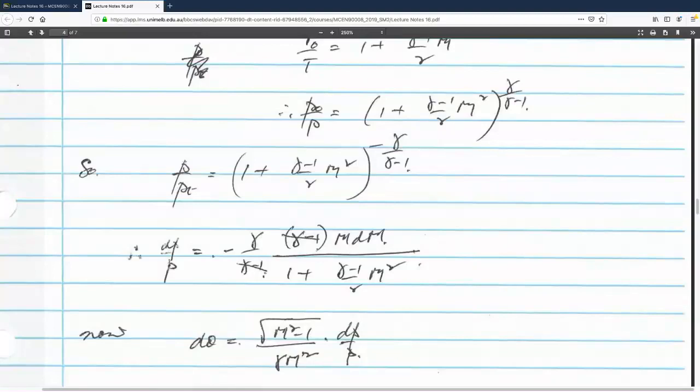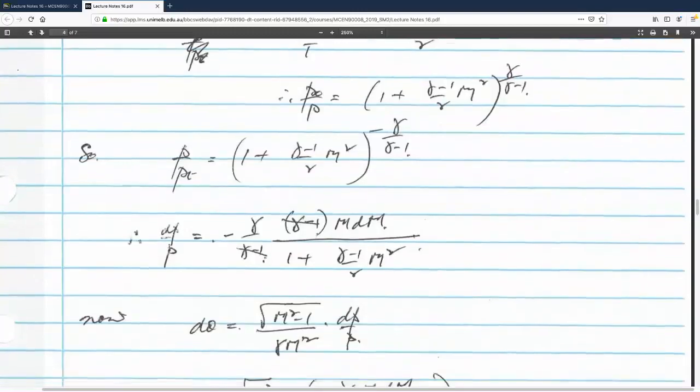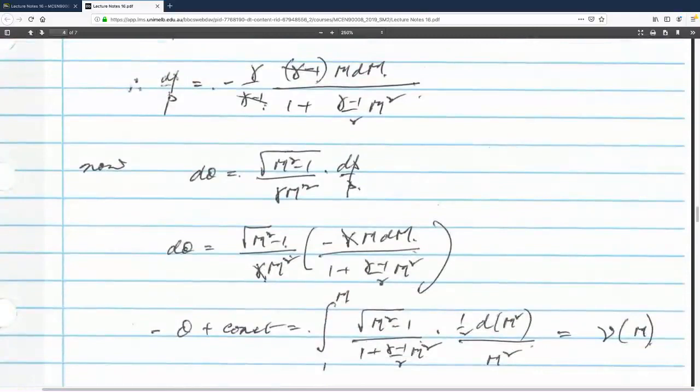And so since d theta is the square root of M squared minus 1 over gamma M squared dP over P, I can substitute this, and this gives me the Prandtl-Meyer expansion. Ludwig Prandtl was a very clever chap, and he worked this out. So for d theta, for this dP over P, I've got this expression of Mach number, so I've put it in here, and I've cancelled the gammas, and I put the minus over on the left-hand side, and then I integrated. This right-hand side is the square root of M squared minus 1 over this quantity here. And this M dM is d of M squared over 2. So you can see that this becomes easily integrated if I replace M squared by y, for example.